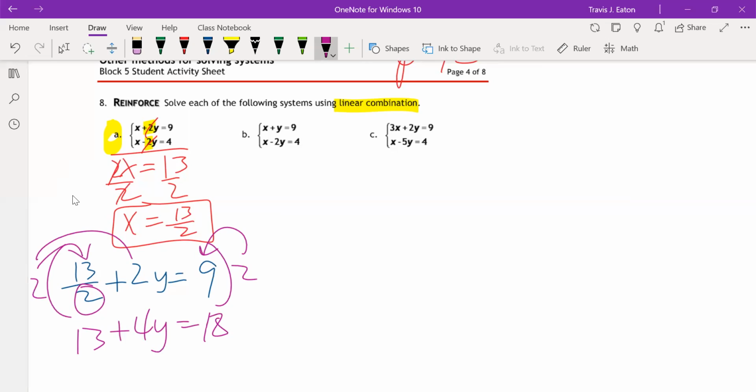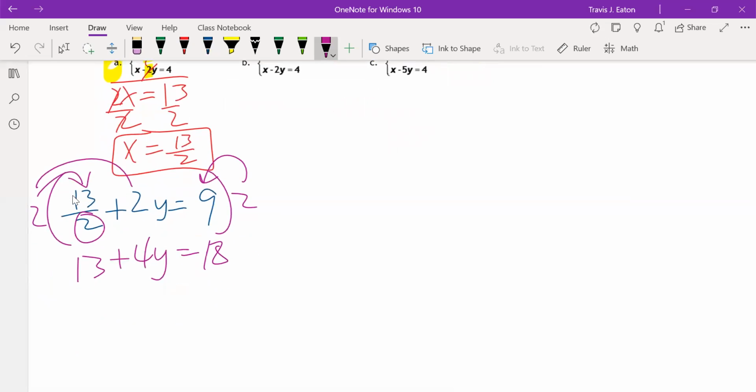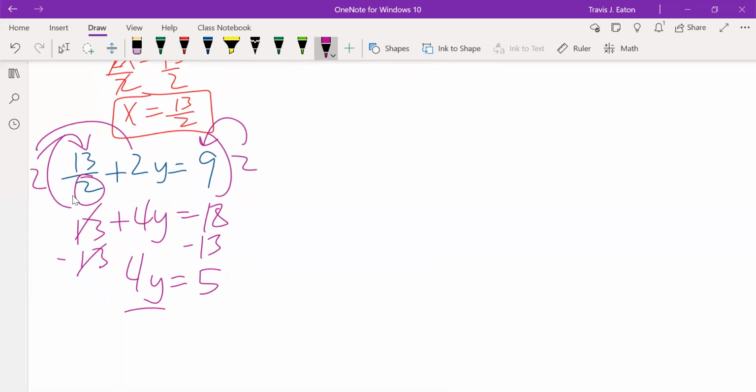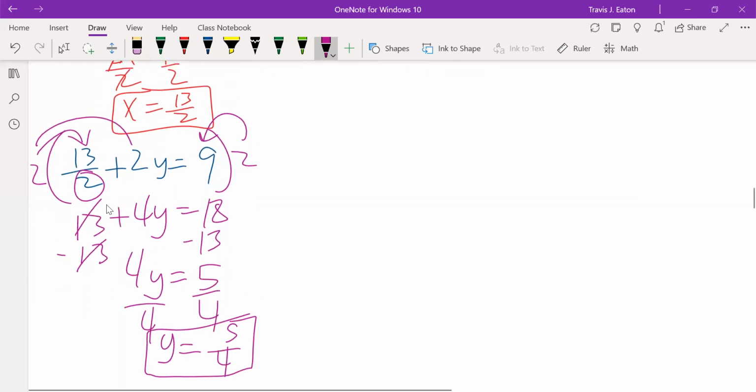Now check it out. Hang with me here. I'm going to subtract 13 from both sides. Zip, zip. And I get 4y equals 18 minus 13 is 5. And now I divide both sides by 4. And y equals 5 fourths. And remember, like I said, there's no problem with having an improper fraction there.